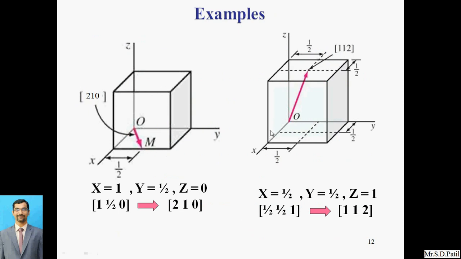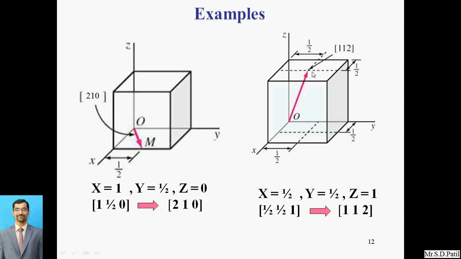Now we will just see the example. This is the example of how to come up with the coordinate system. Just see here, this will be the origin point O. When we want to come from this point towards the point M, we have to travel in the x direction by 1 and in the y direction by half of this. So the x coordinate is 1, the y coordinate is 1/2. We are not moving in any z direction, so z will be 0. So 1, 1/2, 0. When we want to convert these terms into integers, we have to multiply by 2. So it will be [210].